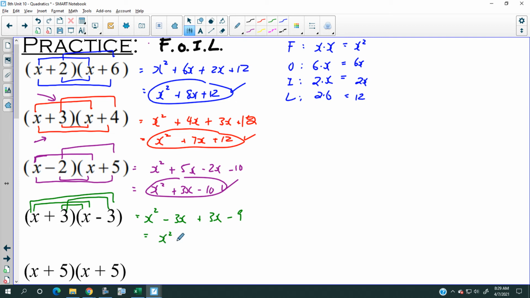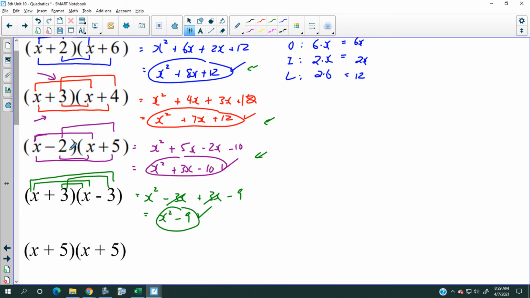Now, these cancel out. Negative 3x plus 3x cancels out. So that's what you get. You have a binomial, and that's perfectly fine. I know everything we've done so far in the last 2 days are trinomials, like this one and this one. It's okay to have a binomial. Nothing wrong with that. All right, one last one.